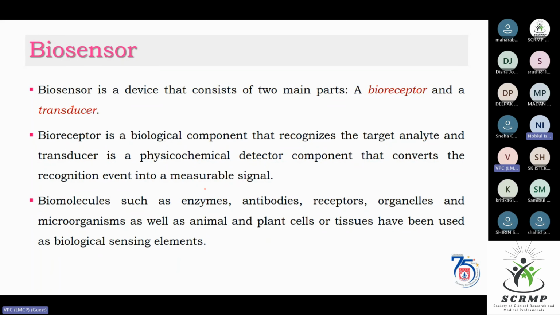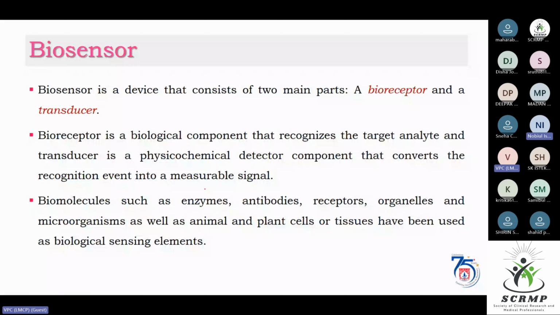If you see the sensor, a sensor has mainly two components, right? The one is the sensing element and the second one is the transducer, which converts the reaction between the sensing element and the analyte, right? And that can be displayed and really understood, right?